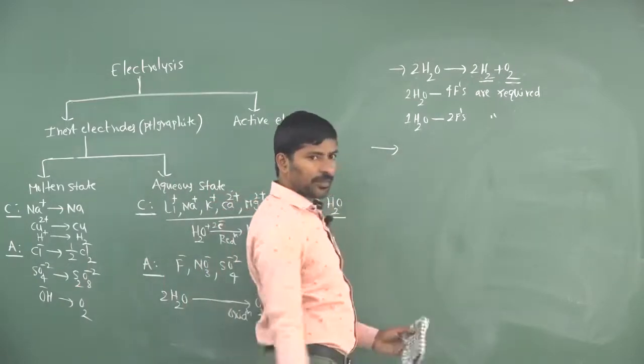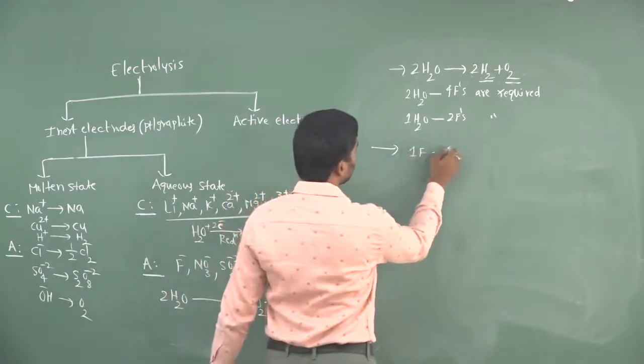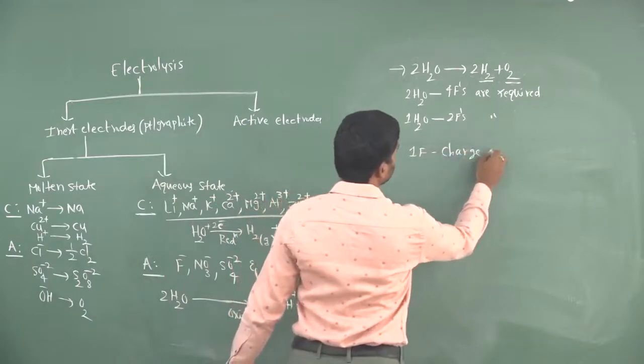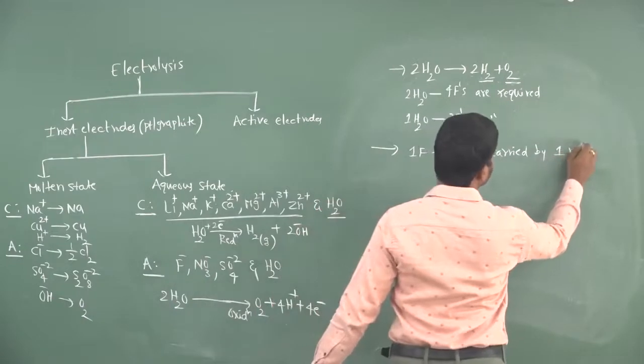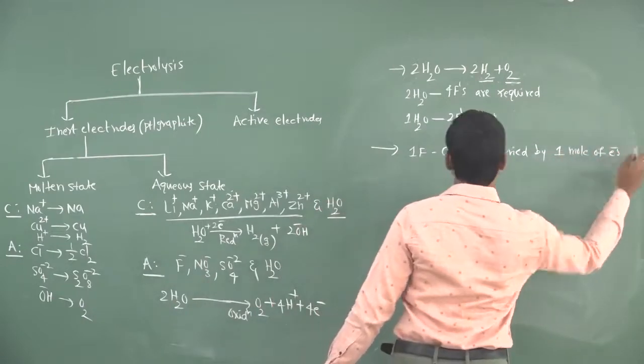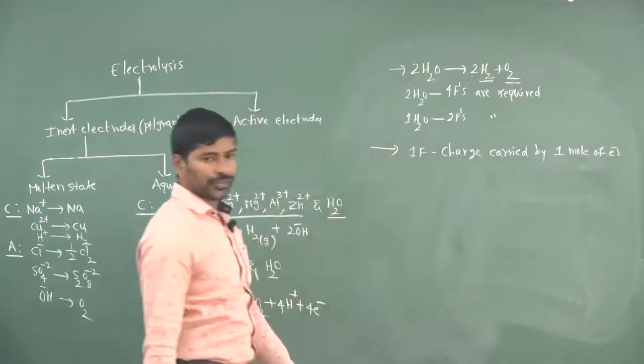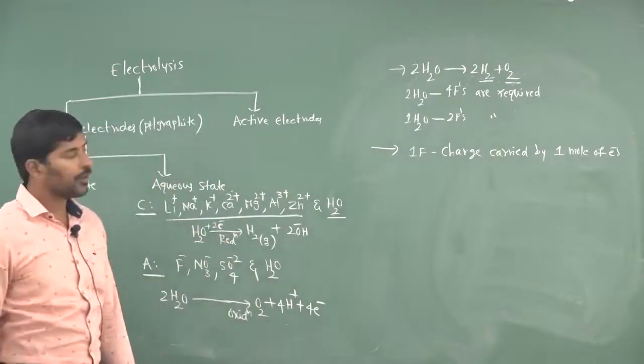Faraday is nothing but the charge carried by 1 mole of electrons. The charge carried by 1 mole of electrons is called 1 Faraday. Its value is 96,500 coulombs.